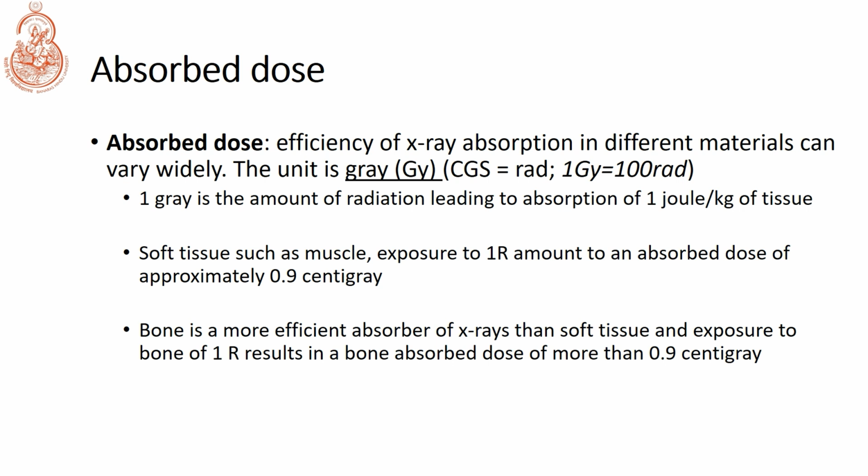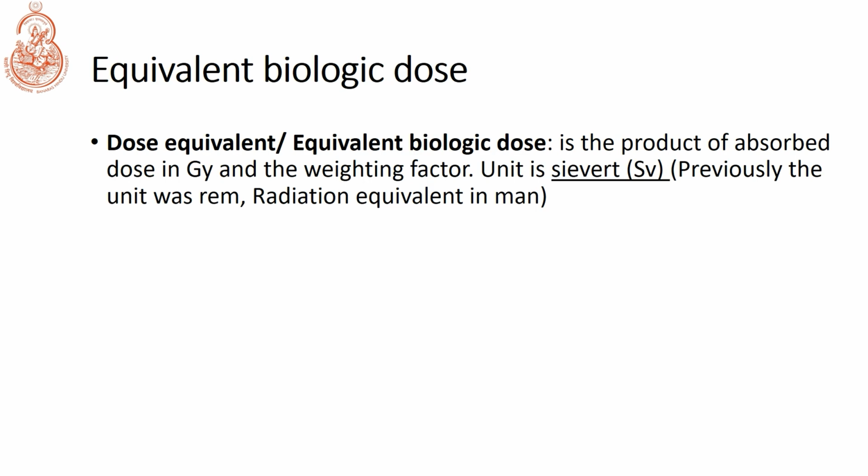Soft tissue, such as muscle, exposed to 1 roentgen amounts to an absorbed dose of approximately 0.9 centigray. And bone is a more efficient absorber of X-rays than soft tissue, and exposure of bone to 1 roentgen results in a bone absorbed dose of more than 0.9 centigray.